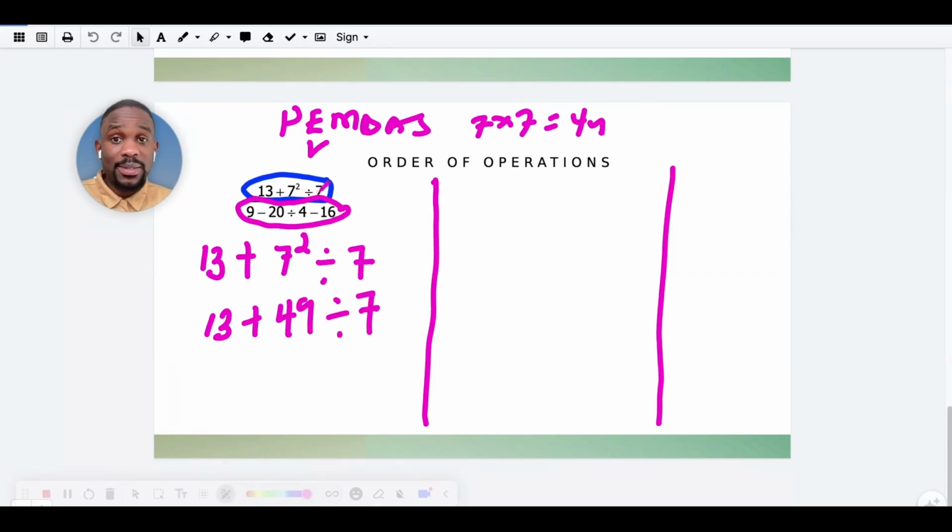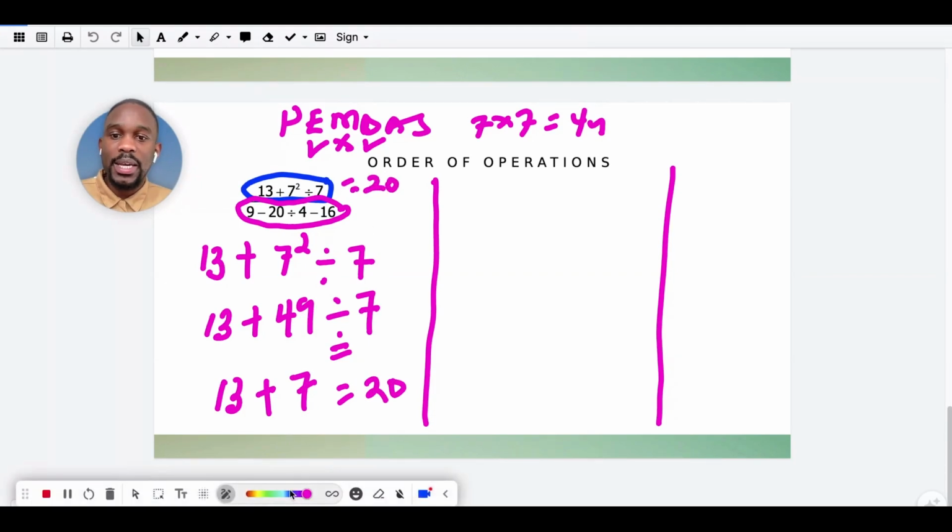So what do we do next? We go back to PEMDAS. It's going to guide us as to what operation we do next. Do we have a division? Yes, we do. It's telling you now, deal with your division. So 49 divided by 7, what do you get? You get a 7. So this is the same as writing 13 plus 7, and this gives you 20. So our numerator gives us 20.